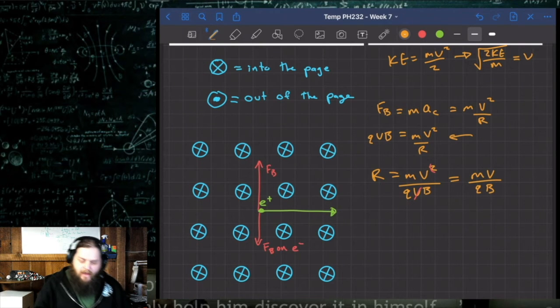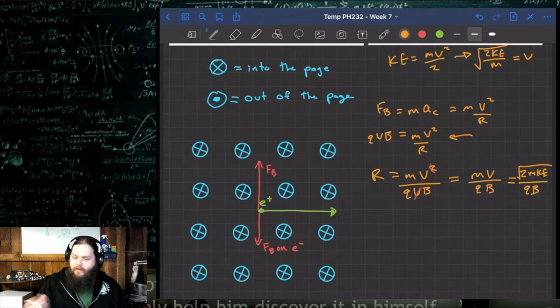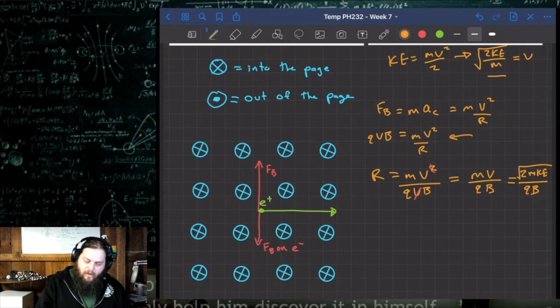So using that and plugging it in here, we have one mass on the top and the square root of the mass on the bottom, so we can cancel out part of that and say it's a square root of mass on the top. So that's the square root of 2mKE over QB. Just substituting this value up here for velocity, we can get this in terms of our kinetic energy, so how much energy is in there as well.